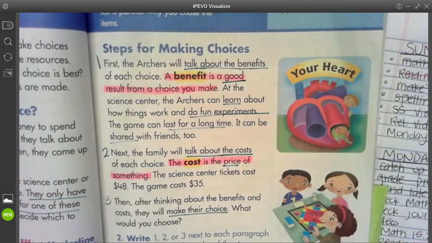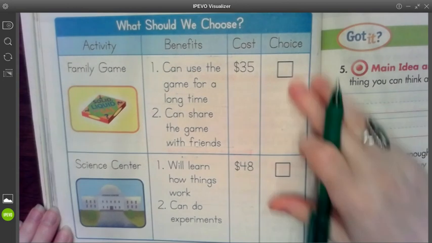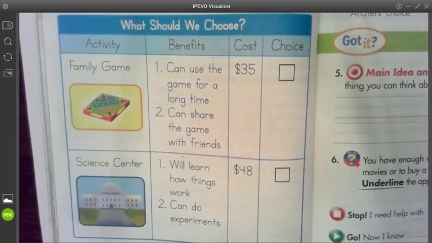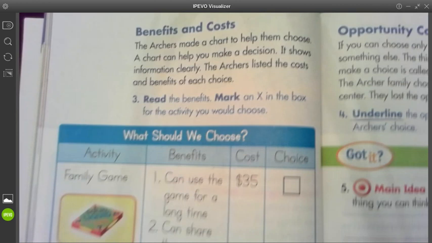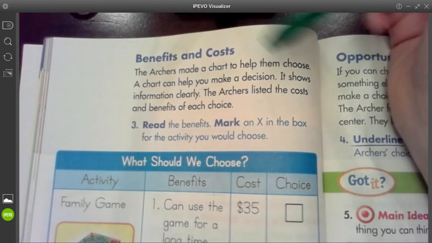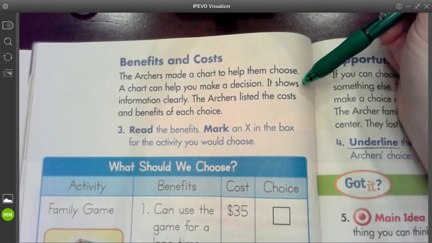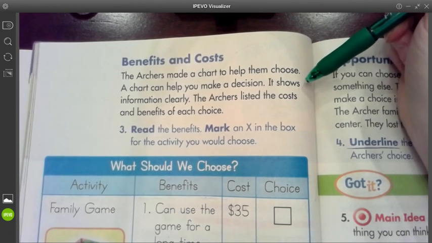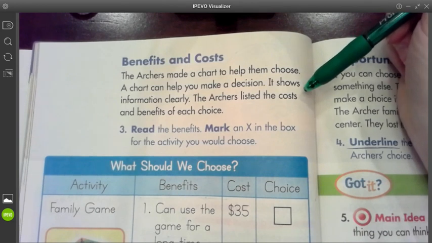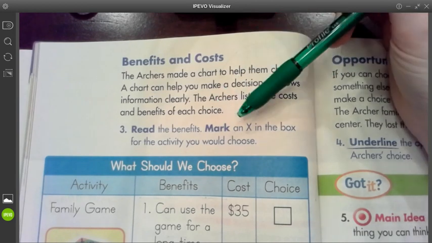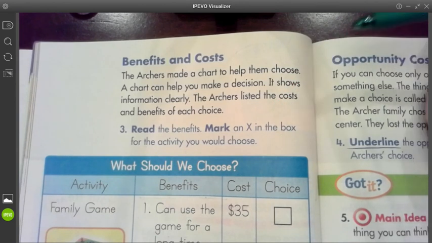So yesterday we talked about the Archer family. They had to decide between a family game and a science center. I'm going to read the top real fast, and then we'll go through the chart. The Archers made a chart to help them choose. A chart can help you make a decision. It shows information clearly. The Archers listed the cost and benefits of each choice. So it says, read the benefits, mark an X in the box for the activity you would choose.